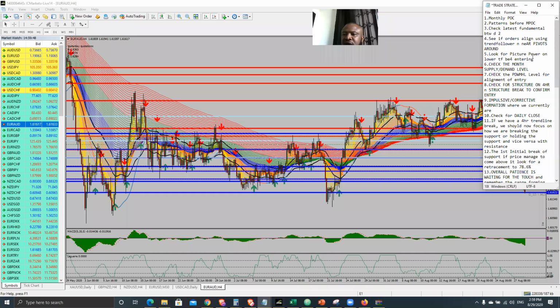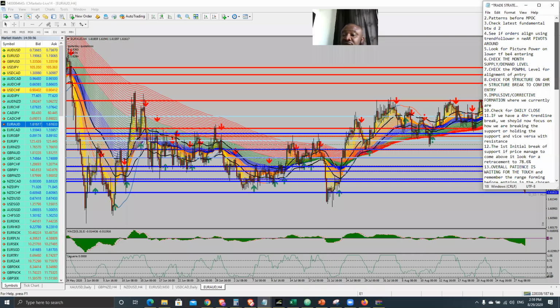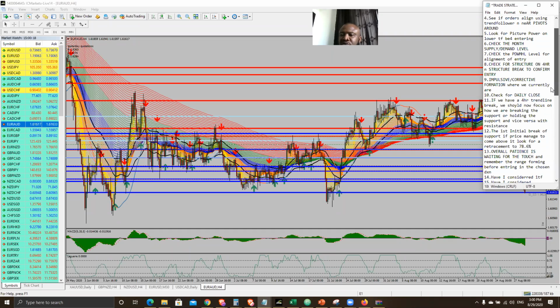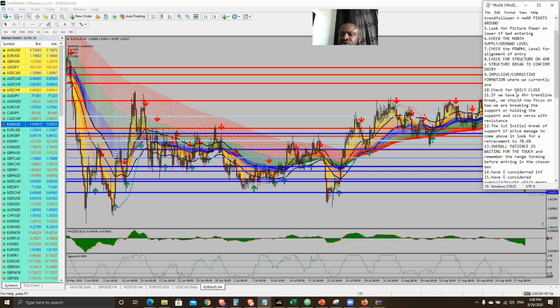I look for things like pivot power. I look for monthly supply and demand levels. I check previous daily, weekly, monthly high levels, because if you're trading people's money, you have to be careful. You don't want to be making unnecessary mistakes. Check for structure on the 4-hour and structure break to confirm entry. We talked about that a lot. We talked about impulsive-corrective formation. And then obviously we check for the daily close.